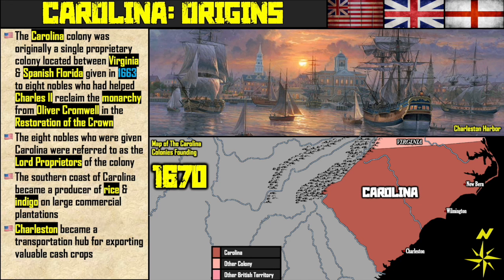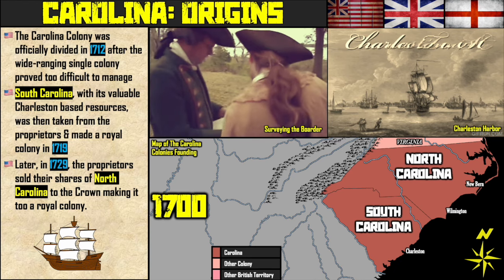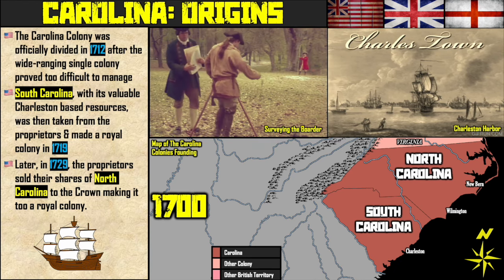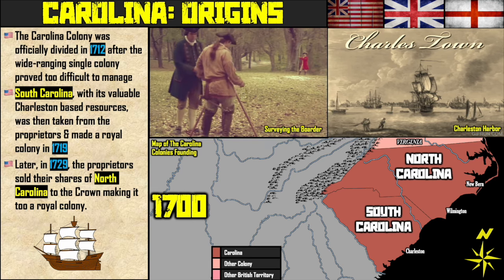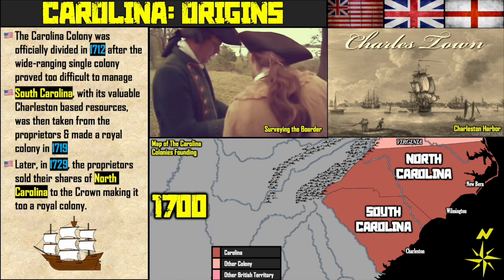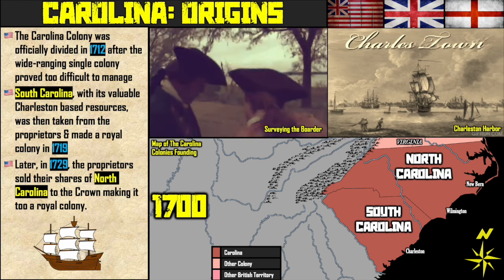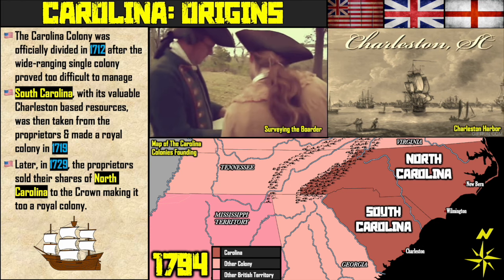The southern coast of Carolina became a producer of rice and indigo on large commercial plantations. Charleston became a major transportation hub for exporting valuable cash crops. The Carolina colony was officially divided in 1712 after the wide-ranging single colony proved too difficult to manage. South Carolina, with its valuable Charleston-based resources, was then taken from the proprietors and made a royal colony in 1719. Later, in 1729, the proprietors sold their shares of the North Carolina colony, making it also a crown colony. North Carolina would reach its modern-day border after the American Revolution and the founding of Tennessee.